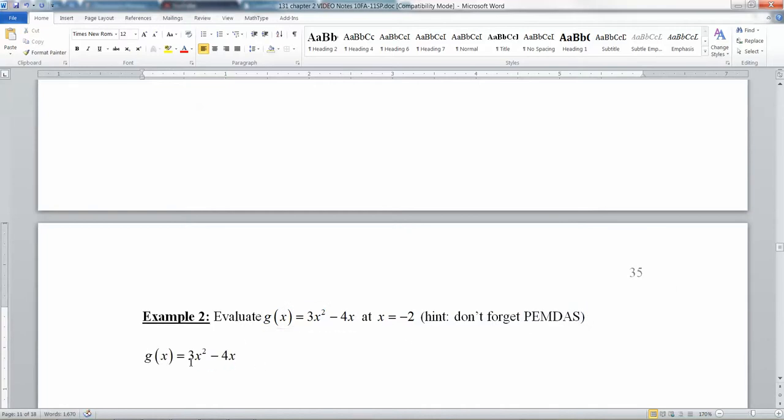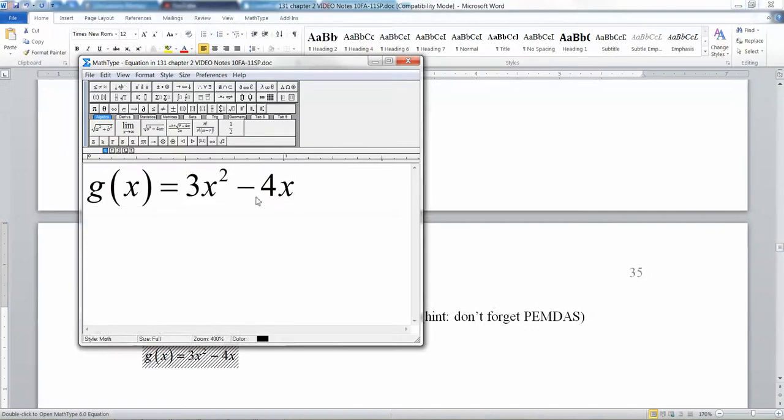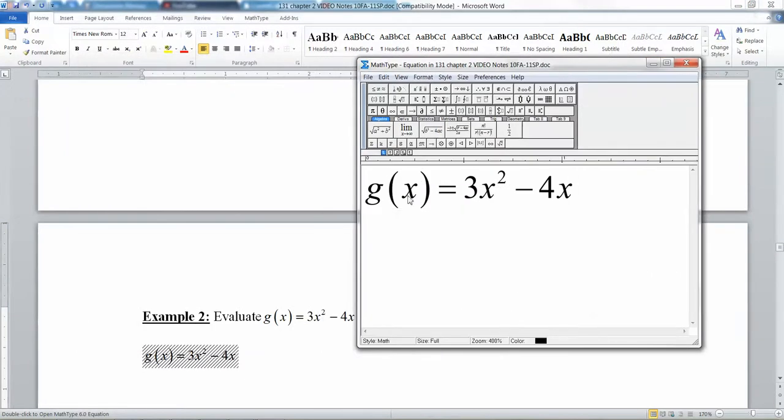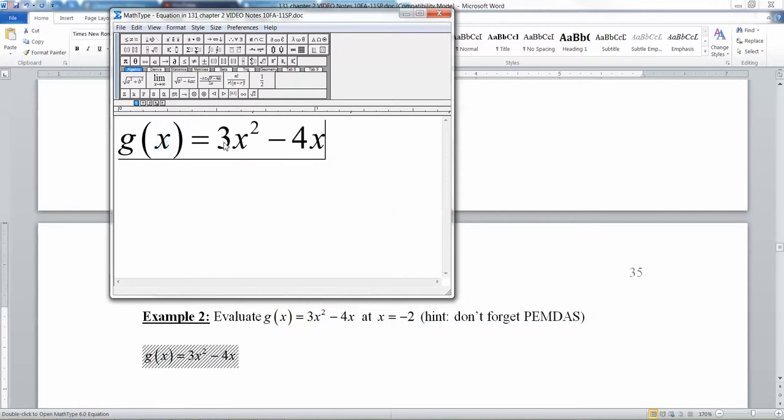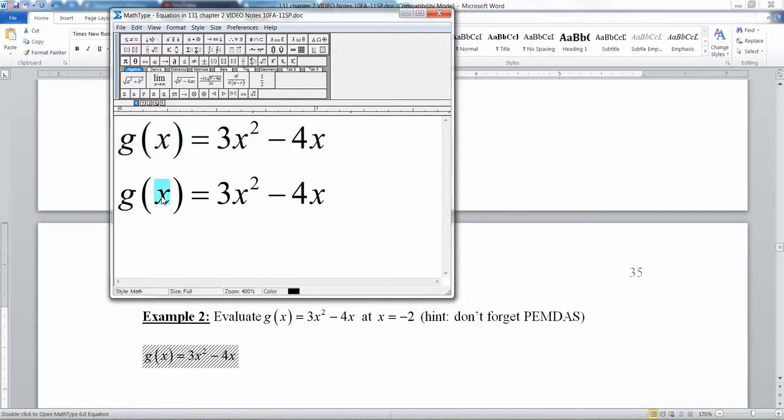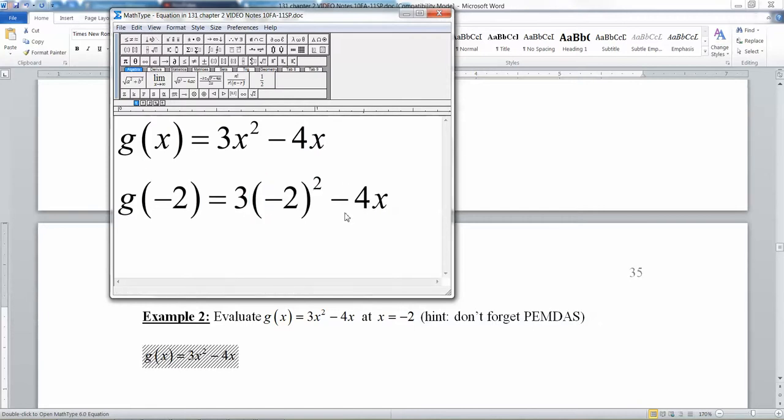All right. So what I'm looking for here is really g of negative 2, right? So they didn't write it that way, but that's what they're asking for. X is negative 2. So instead of x, I'm going to write the number negative 2. Here instead of x, I'm going to write negative 2, and here I'm going to write negative 2. It's called substitution, right? I'm putting in negative 2 wherever there was an x.